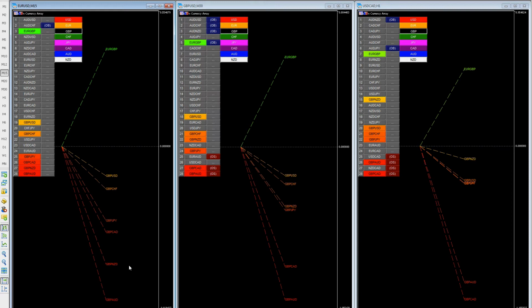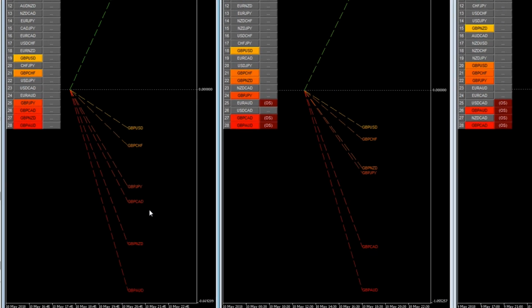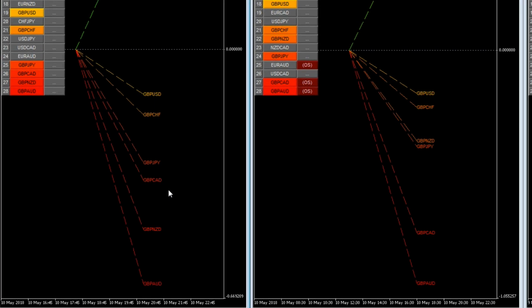It is very much about seeing universal sentiment across the currency complex. Now, the second thing, which really follows on from that, is that the steepness of these lines, the gradient that you see here, gives you an immediate view on the strength of the trend. And the flatter the line, the less strong the trend.